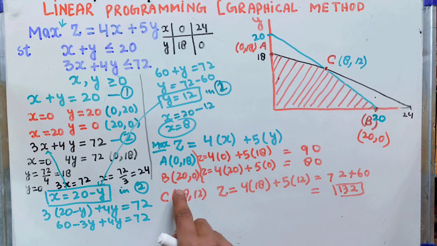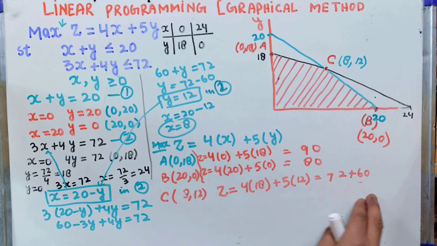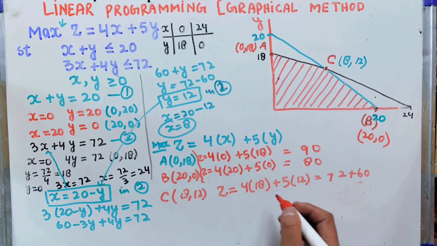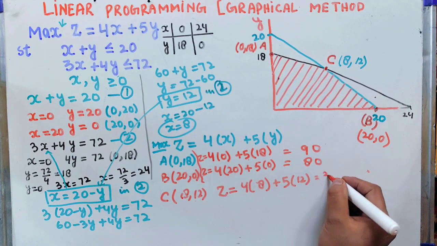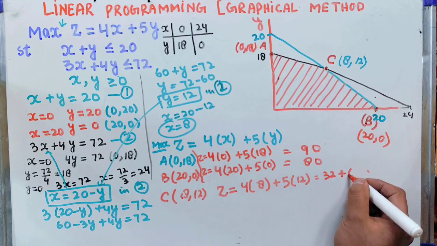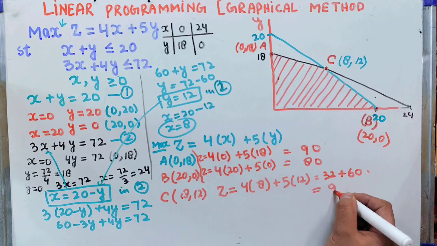Sorry, here we have only 8. Sorry for this. So we have 8 here. So 4 eights are 32, plus 5 twelves are 60, which gives us 92.